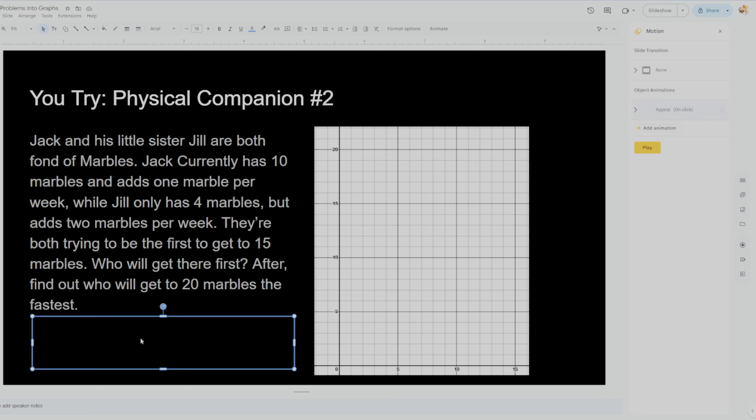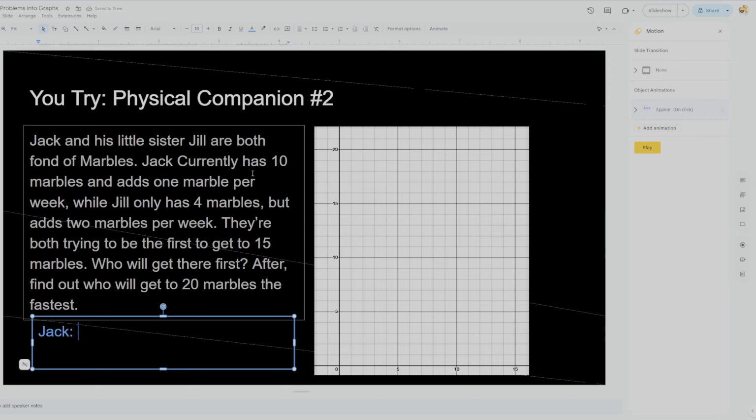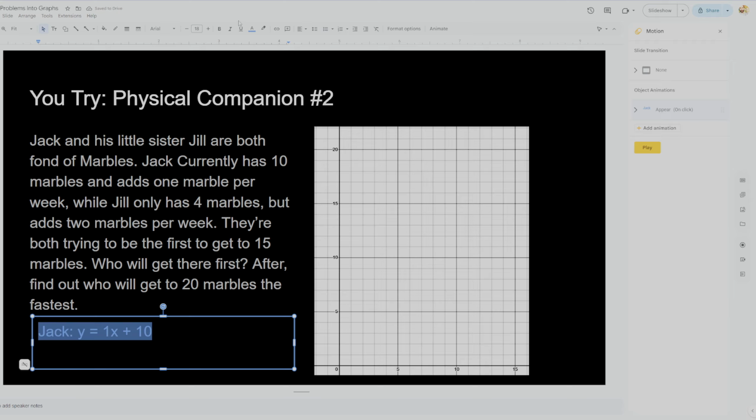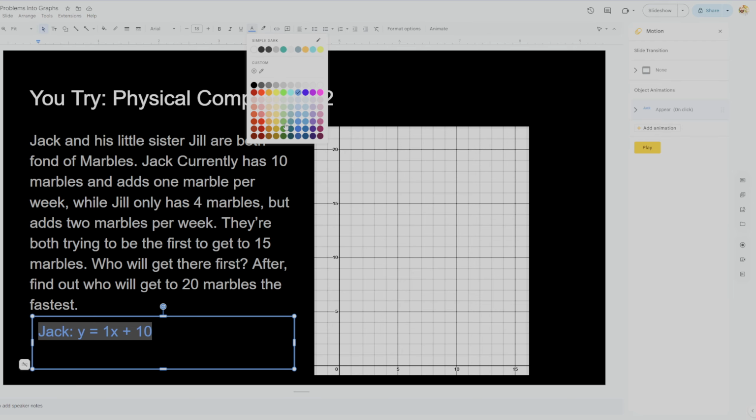All right, so first things first, we got to read this and come up with some equations. Let's start with Jack. So it says that Jack currently has 10 marbles. That's going to be our y-intercept. And adds 1 marble per week, so that's going to be our slope. So our slope is going to be 1. So y equals 1x plus 10. Great. Let's go ahead and make Jack green.